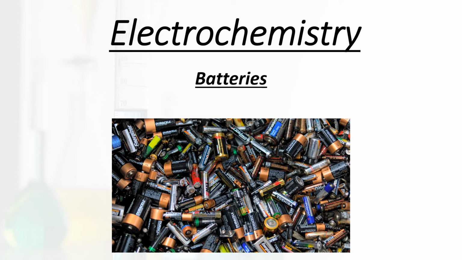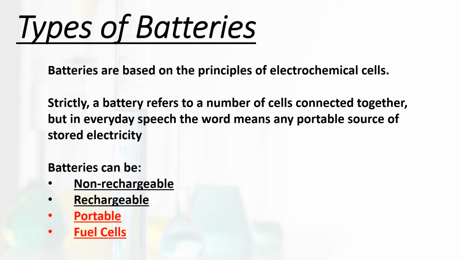Hi everyone, today a video in the electrochemistry series looking at the different types of batteries. So there are several different types of batteries, but batteries are all based on the principles of electrochemical cells. These are all the principles that we've looked at in the past two videos of this series. And strictly, a battery refers to a number of cells connected together. But in everyday speech, we tend to use the word to mean any portable source of stored electricity.